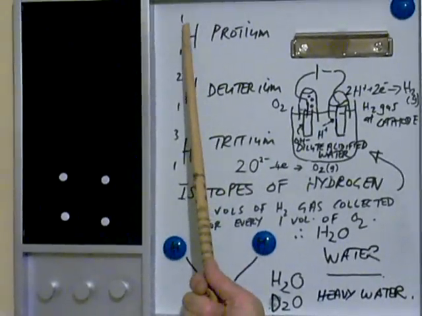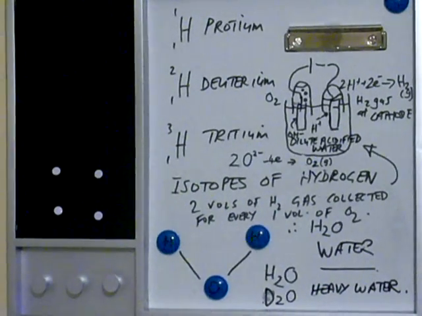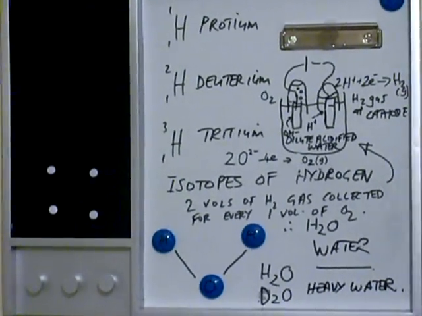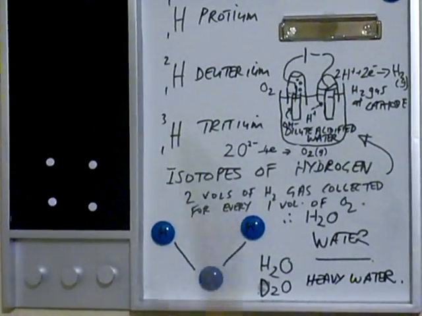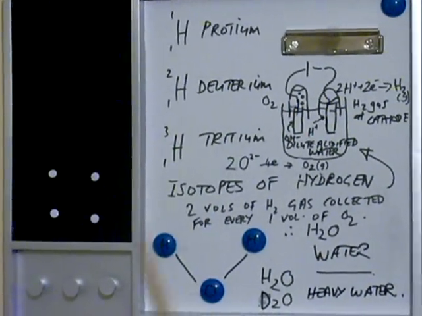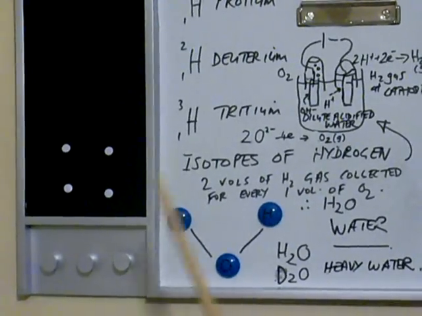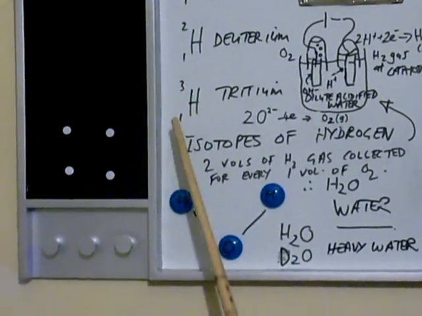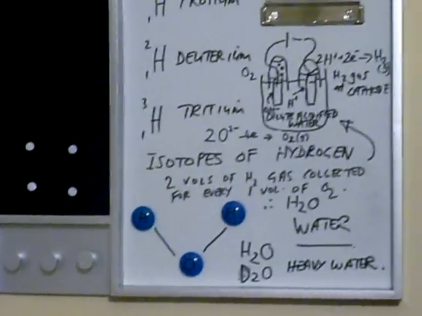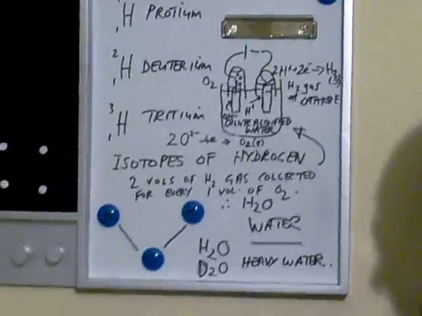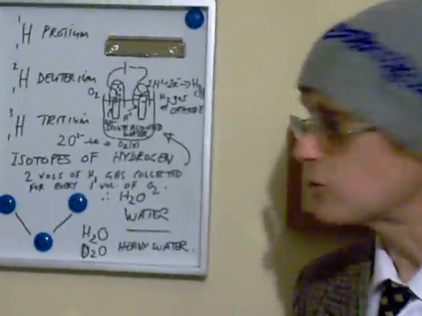The top number is the relative atomic mass, going from 1 to 2 to 3. This tells us that the relative atomic mass, which is the number of protons plus neutrons in the nucleus, is changing. With protium, the basic form of hydrogen, just 1 proton. With deuterium, 1 proton plus 1 neutron, making 2. In tritium, the number 3 means you've got 1 proton and 2 neutrons, 1 plus 2 being 3. I hope that explains the isotopes of hydrogen.